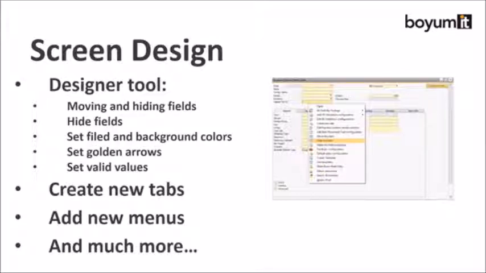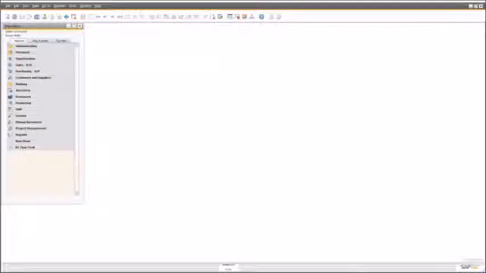We can also create new tabs, and these tabs can contain user-defined fields, also SAP Business One fields that we move into this new tab, or even a report. We can change the main menu and, of course, edit additional information in your screen. But let's start with this demonstration.